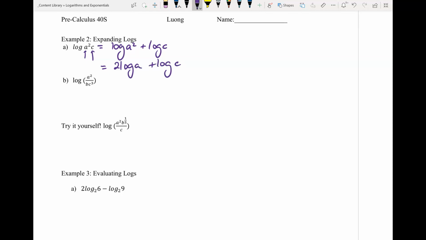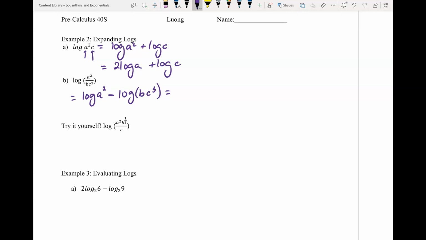For the next one, I'm going to use our power law, our product law, and our quotient law, these three together. And I'm just going to use our quotient law first and do things one at a time. So this will be log a squared. And because we have a division, we're going to use our quotient law. So it becomes minus of the entire denominator. We're not done here. There's still a lot that we can simplify or expand.